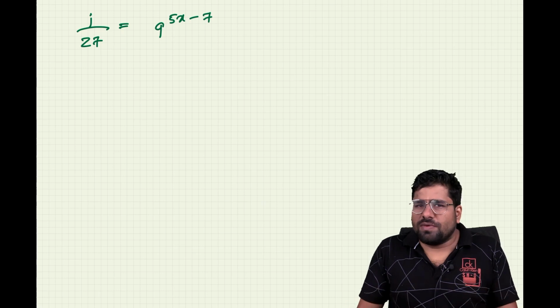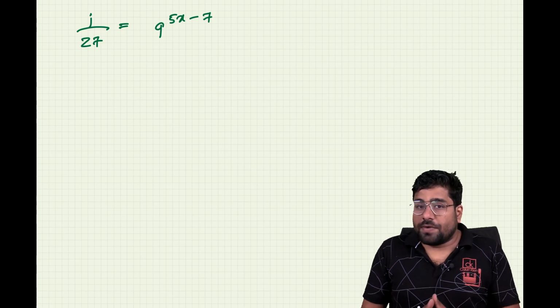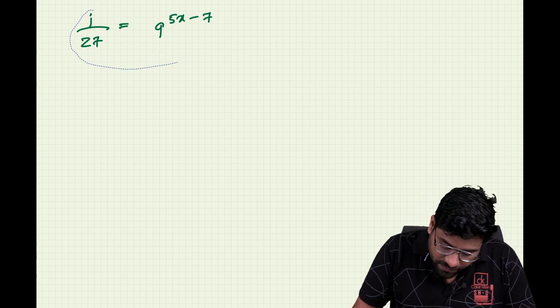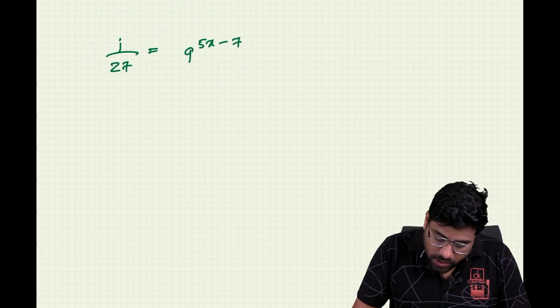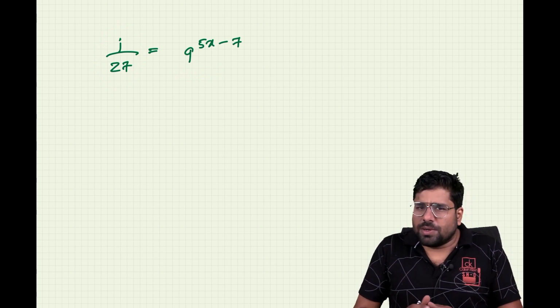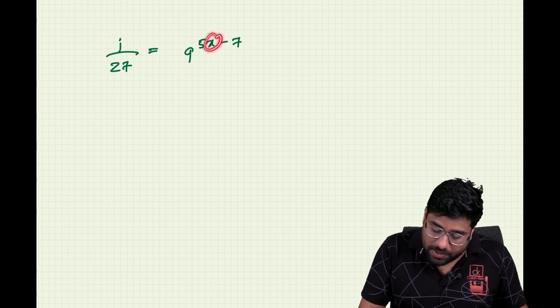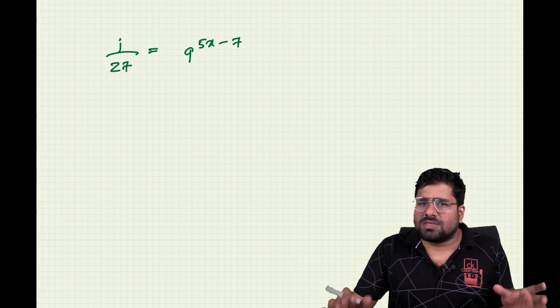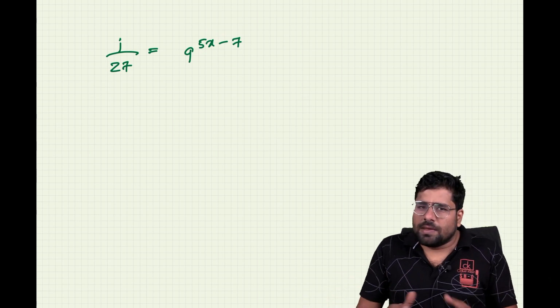So let's try to solve a very interesting math question from the topic of exponents. You can see the question here in front of you. The question is 1/27 is equal to 9 to the power of 5x minus 7. You can see that this question has the variable in the exponent, so that means this involves some form of comparison of exponents.